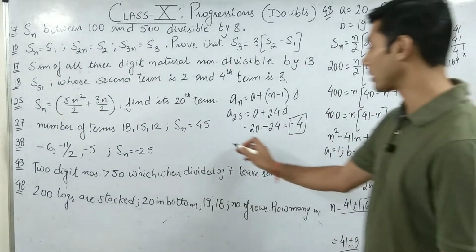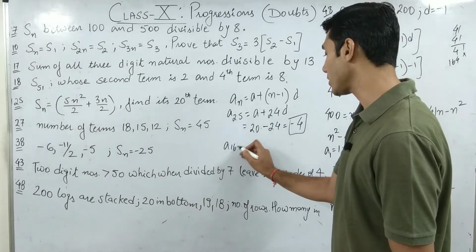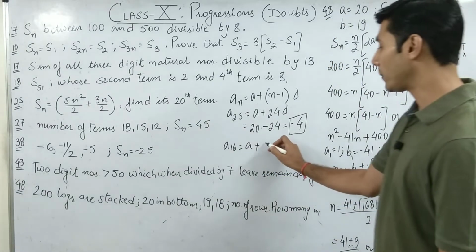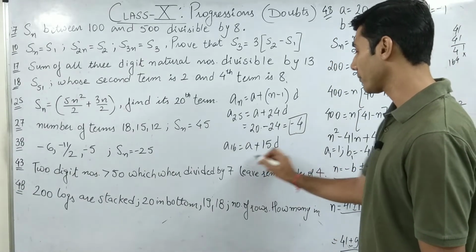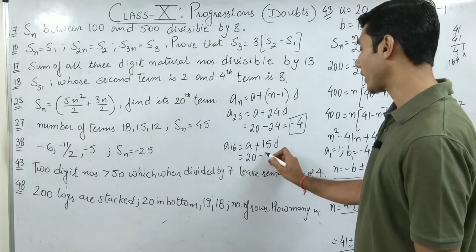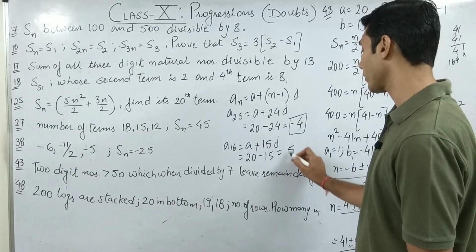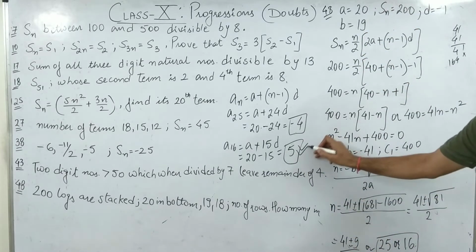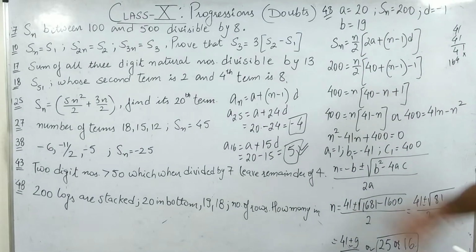So then let's see the case of 16. A16 should be equal to A + 15D. A is 20, 15 into minus 1 is minus 15, so it should be equal to 5. So guys, on the top row, you will have 5 logs at the top. So that's how you are going to do the question. Guys, hopefully you are able to understand this.